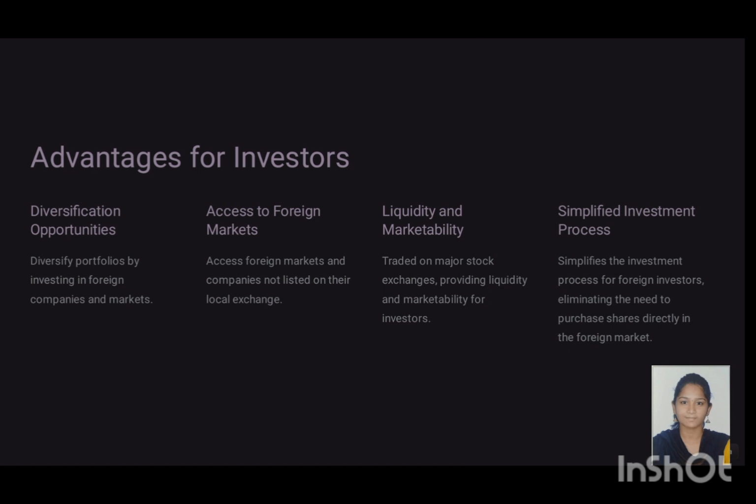Next point is liquidity and marketability. Whereas this GDR is traded on major stock exchanges, it has the higher liquidity value and marketability for the investors. Next, simplified investment process. GDRs will provide a simplified process in the investment of shares. Next, currency flexibility. GDRs can be denominated in various currencies, reducing currency risk for investors.